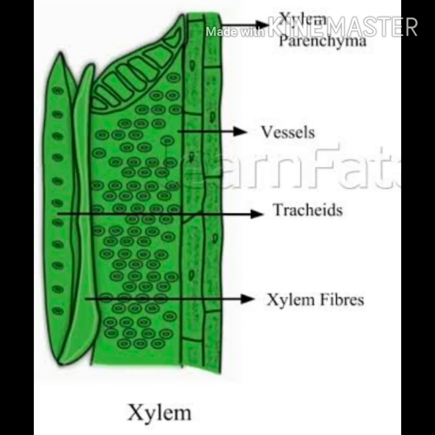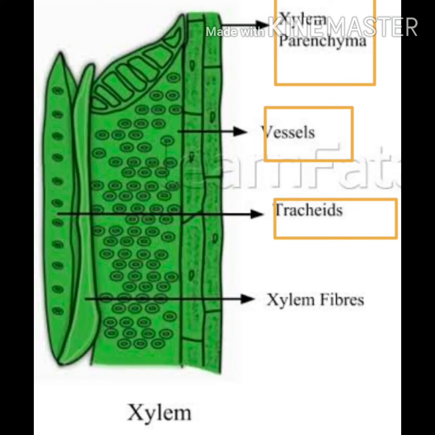Now here are different parts of xylem. First is xylem parenchyma, vessels, tracheids, and the last one is xylem fibers. So let's talk about all the parts of xylem in detail.